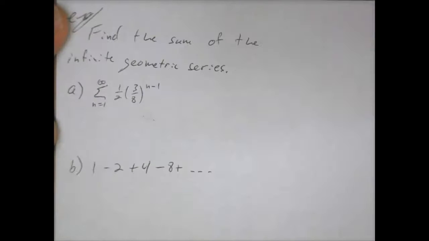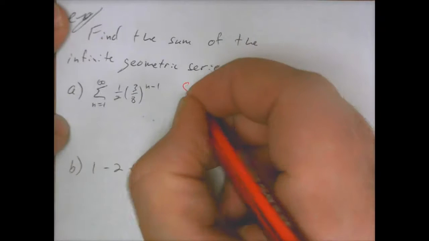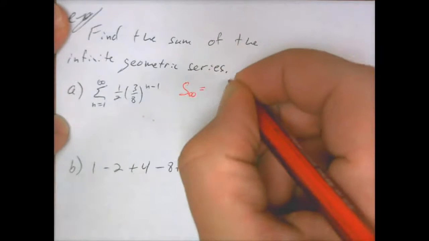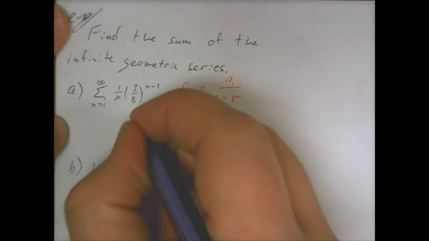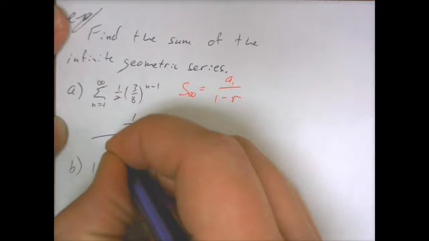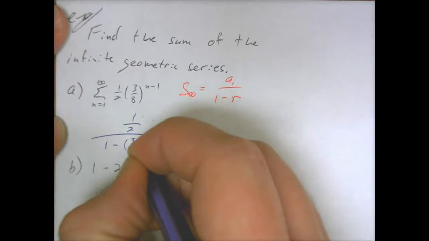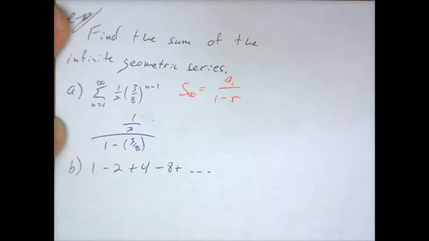Okay, these two, we're finding the sum of the infinite geometric series, so notice you have a different formula for that. The sum of the infinite series is your first term over 1 minus r. In this instance, my first term is 1/2. So I have 1/2 divided by 1 minus my rate, which is 3/8. Substitute those numbers into your calculator.